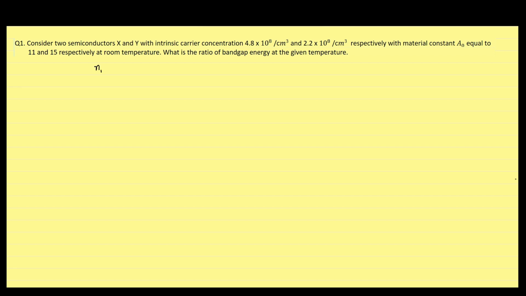Ni is equal to A naught into temperature raised to the power 3 by 2 multiplied by exponential minus Eg divided by 2 kT. Now we will write the equations for intrinsic carrier concentration with respect to material constant A naught.